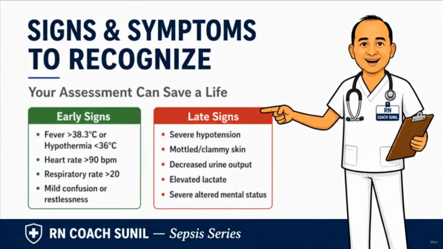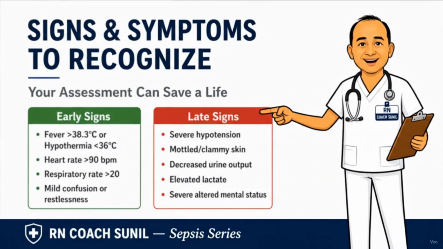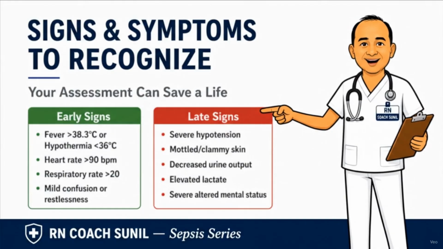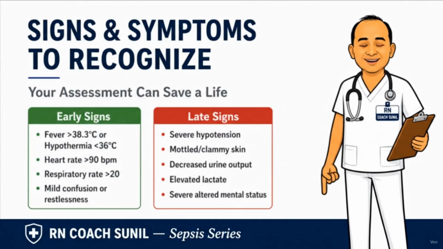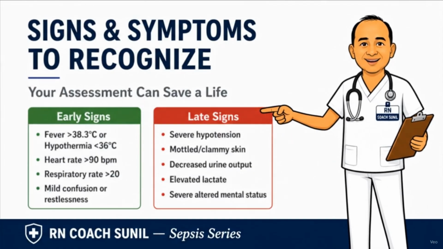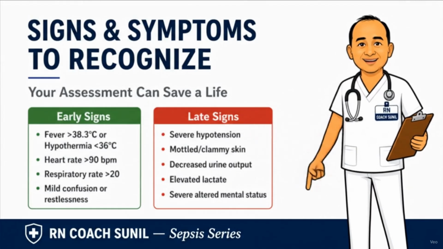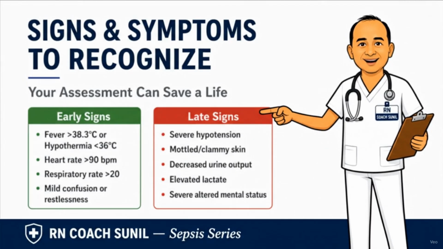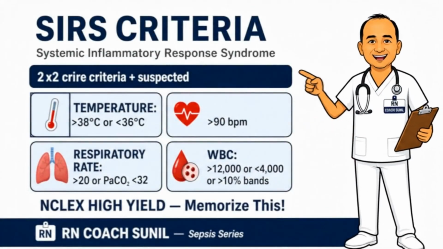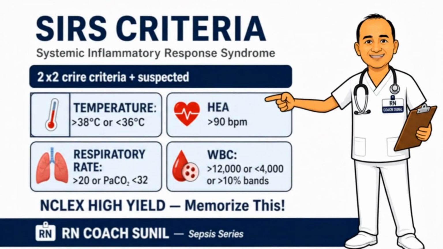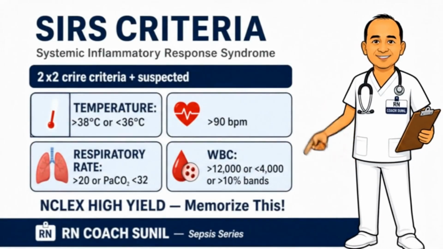Nurses, you are the first line of detection. Know these signs: fever above 38.3 Celsius, or hypothermia below 36, heart rate above 90, respiratory rate above 20, altered mental status, confusion, agitation, decreased urine output, skin changes, mottling, pallor, clamminess, elevated lactate. The tricky part, early sepsis can look like just a regular infection. Trust your clinical instinct. If something feels wrong, investigate immediately.